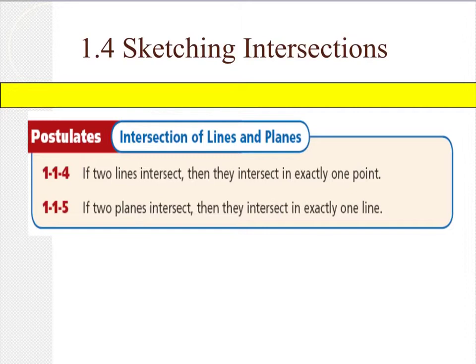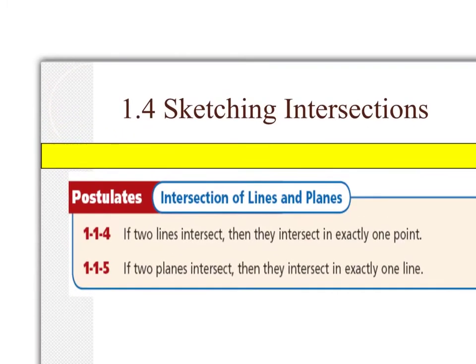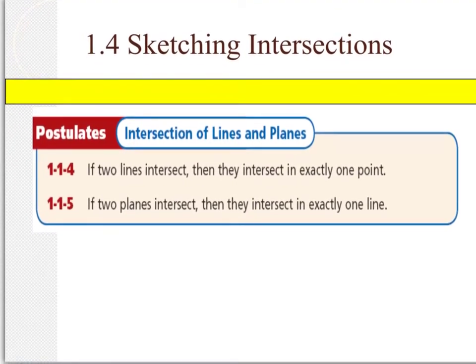Okay, looking at these postulates, it says if two lines intersect, then they intersect at exactly one point. So I'm going to go back to my lines here. If they cross each other, they will always intersect at one point, because remember, these lines are just an infinite number of points going on and on and on forever that are connected. If two lines intersect, they will always intersect at exactly one point. Just exactly one point. Okay?